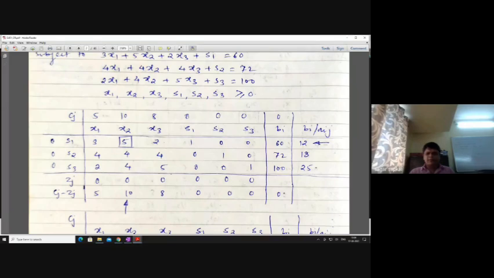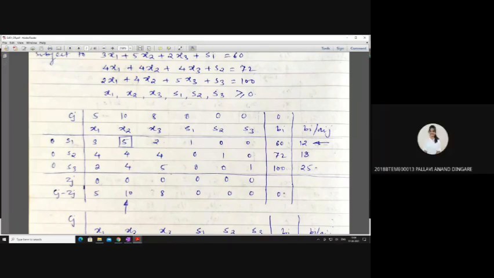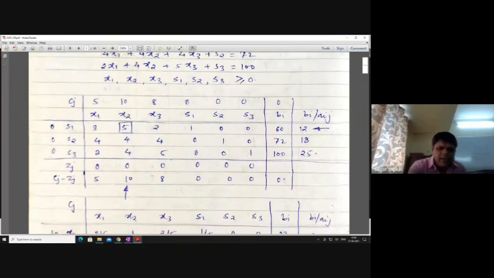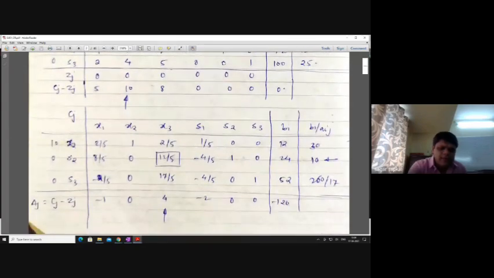Can you tell me? 0, 0, 0. Yes, x1 = 0, x2 = 0, x3 = 0, and Zmax is equal to 0. And S1 is equal to 60, S2 is equal to 72, S3 is equal to 100. That we are starting with. Then you have improved this solution. I think you might have got this one only.